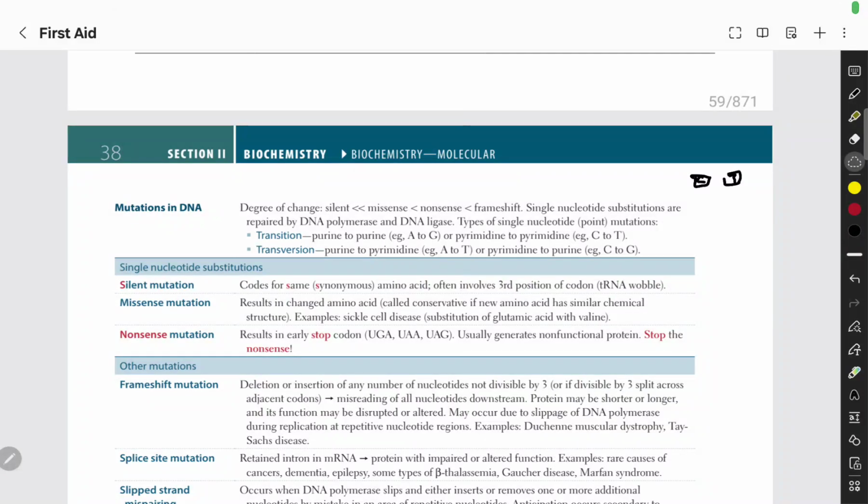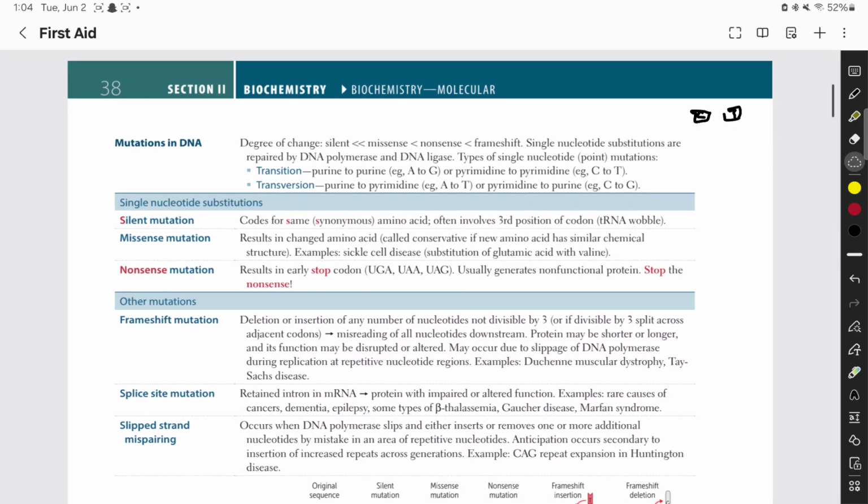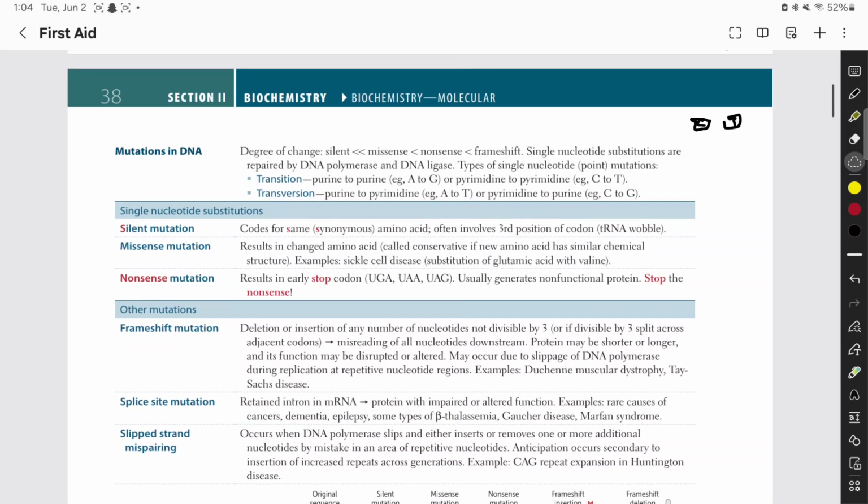Guys, today we're discussing mutations in DNA. This will be a very short video, but this will be covering all the mutations in DNA that are high yield for Step 1. So firstly, we'll be discussing the main types of mutations.